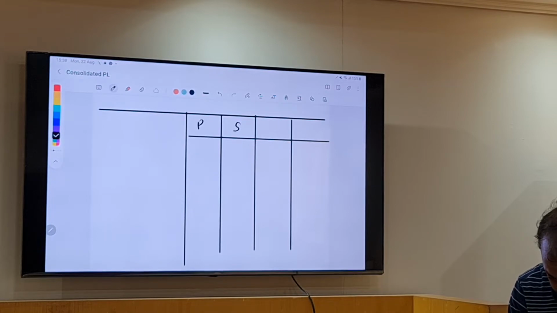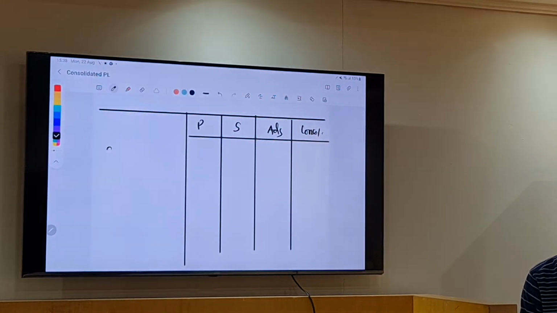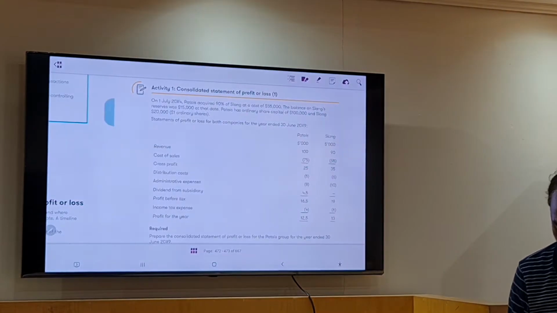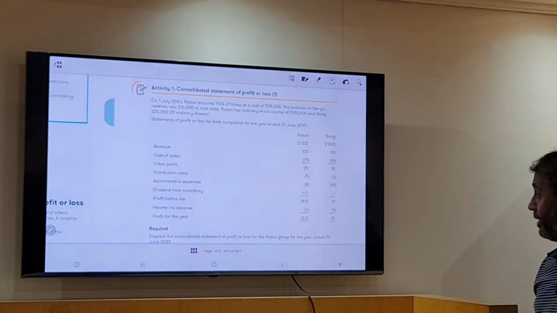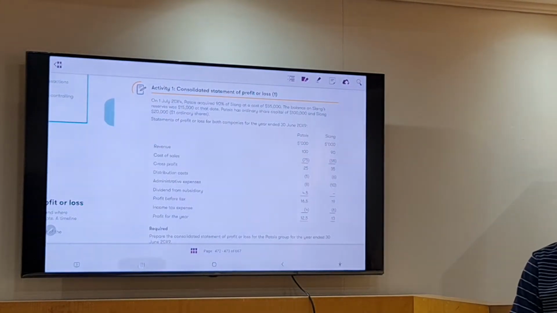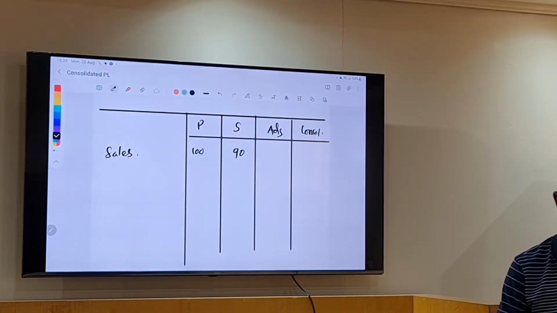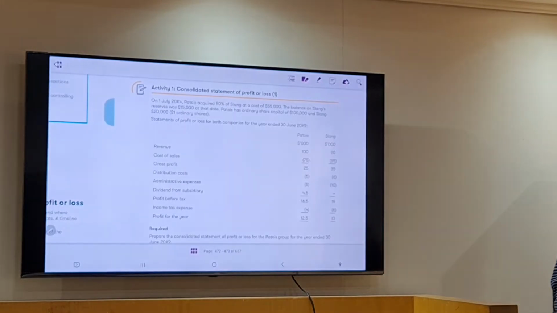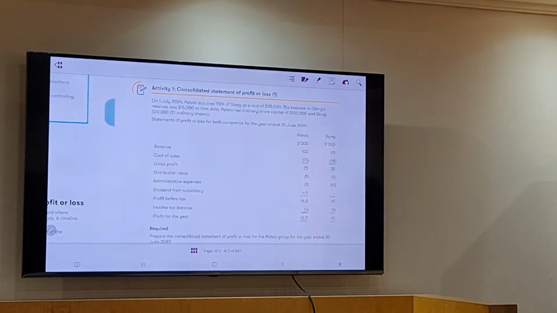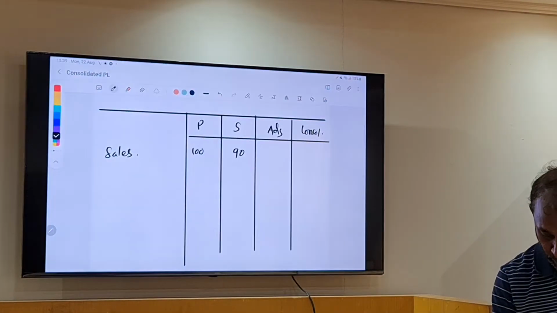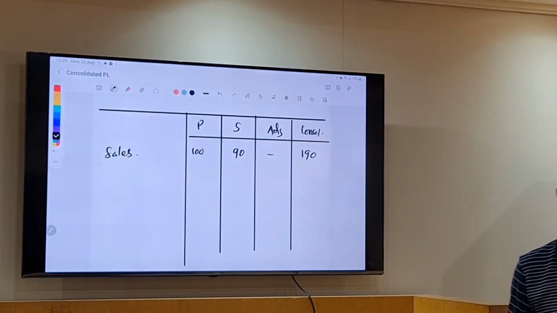Parent column, subsidiary column, adjustment column, and consolidated column. Sales: how much? 109. Any adjustments? Do we have intercompany sales or unrealized profit? No, so no adjustment. So, 190.